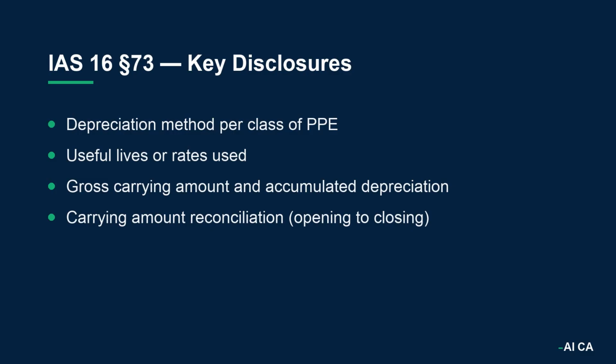On disclosure, IAS 16 paragraph 73 requires you to state, for each class of PPE, the depreciation methods used, the useful lives or rates applied, the gross carrying amount and accumulated depreciation, and a reconciliation of the carrying amount from opening to closing. Auditors will test whether the disclosed method is consistent with what is actually applied in the fixed asset register. A mismatch between the accounting policy note and the underlying schedules is an immediate audit finding.